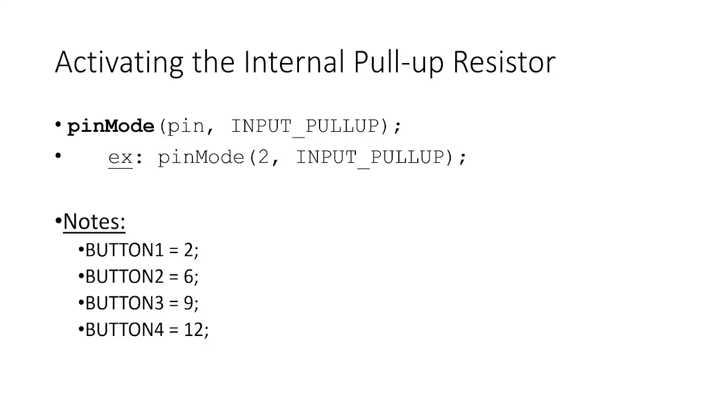Then, instead of just saying INPUT, the mode of the pin will be INPUT if you have a physical resistor. But if you don't have one, you just need to indicate INPUT_PULLUP. So by default that pin will be pulled up, it will be high unless you press the button. So okay, let's continue.